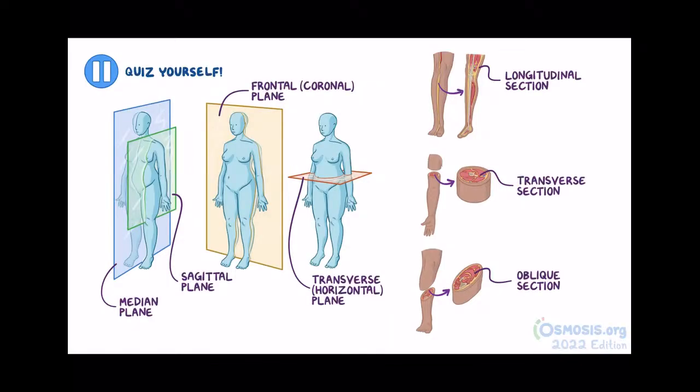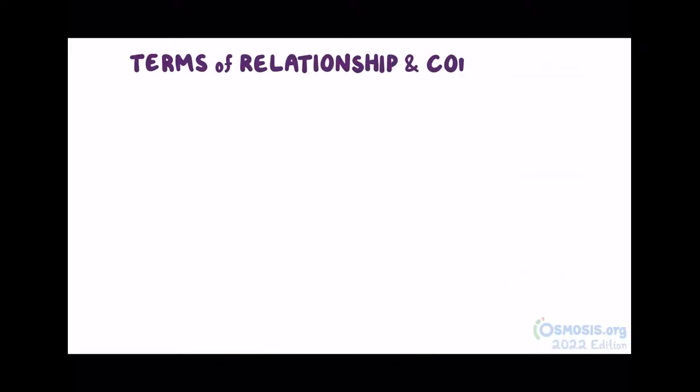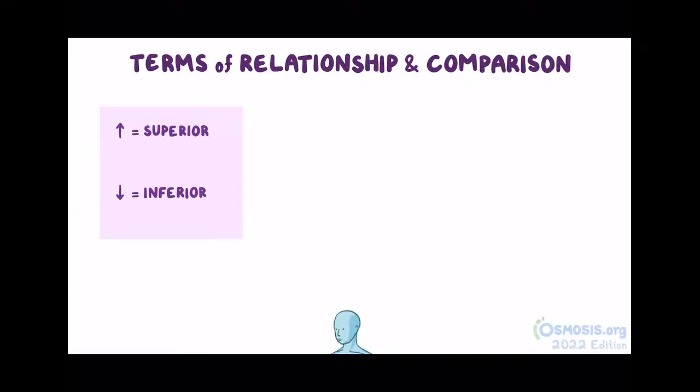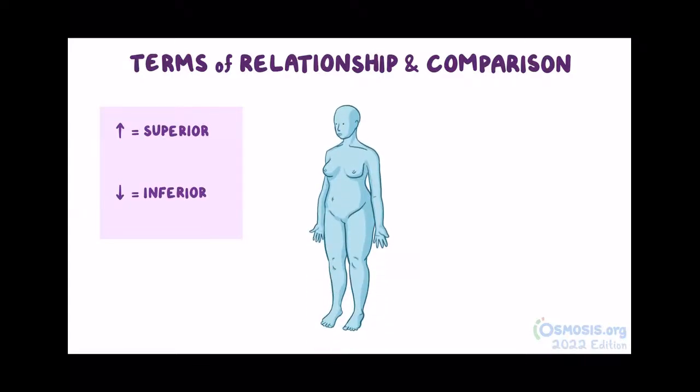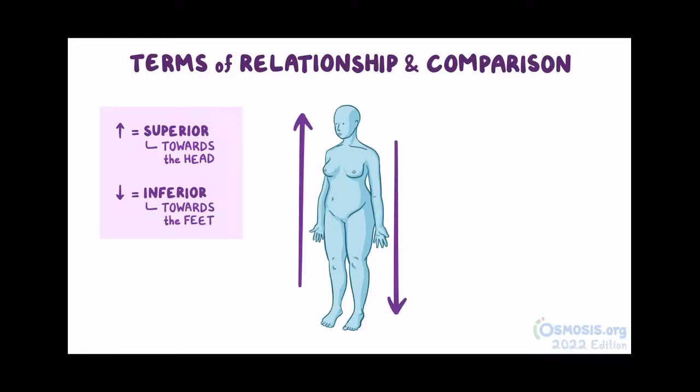Alright, now when an anatomical structure is introduced, it is common to describe its position or location related to surrounding structures, and this is done with specific anatomical terms. Among the most frequently used terms we have the up and down directions, which are termed superior and inferior. Let's go back to the anatomical position. Okay, so superior means towards the head, while inferior means towards the feet. So we can say that the chest is superior to the hip, but inferior to the neck.